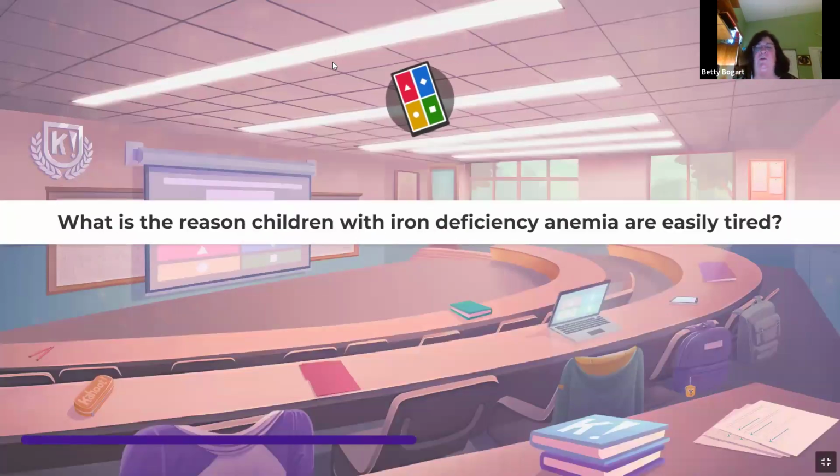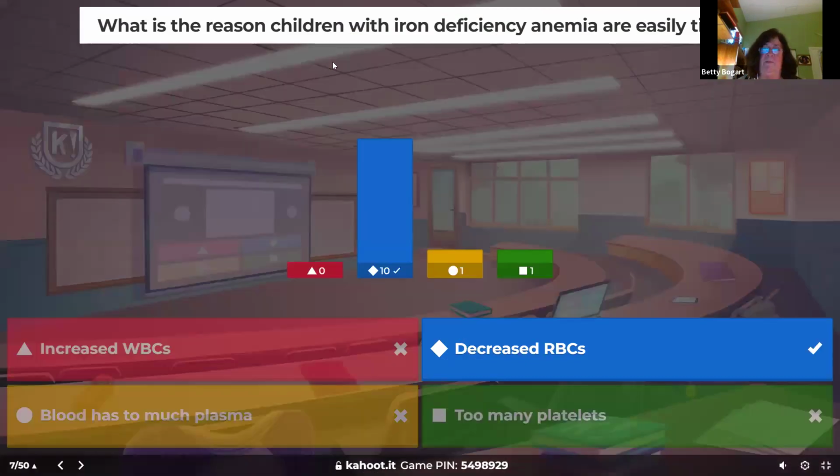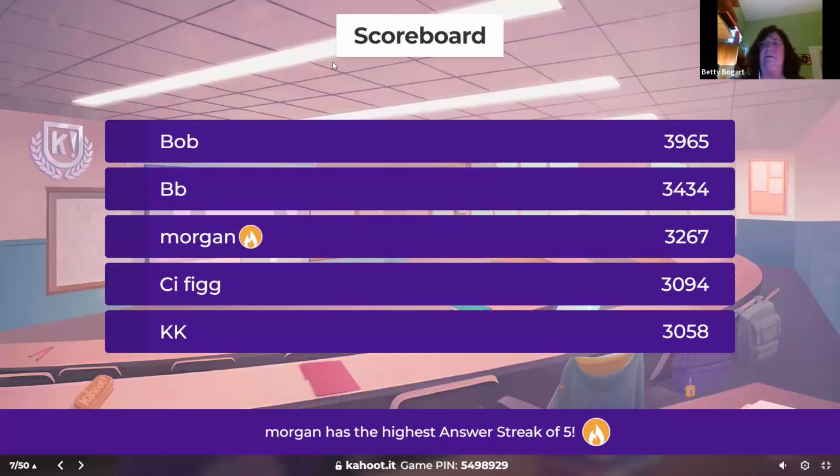What is the reason children with iron deficiency anemia are easily tired? Iron deficient anemia, why are they tired? What does anemia mean? Well, they don't have iron and oxygen going to the body in the red blood cells. They're decreased. So you don't have red blood cells, body's not getting iron, body's not getting oxygen, and they're tired.